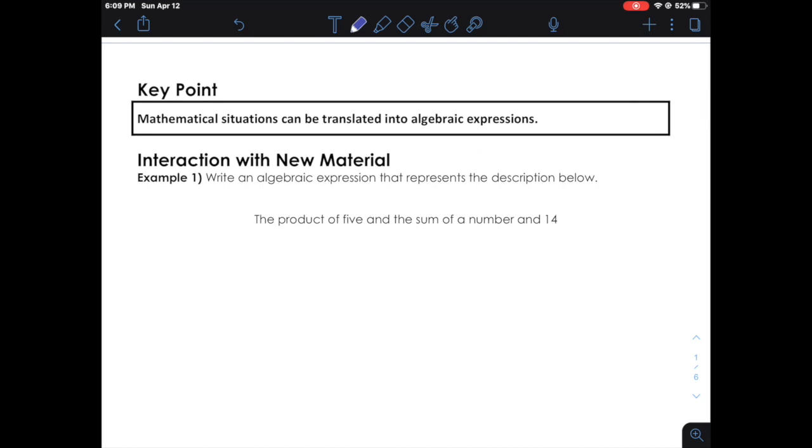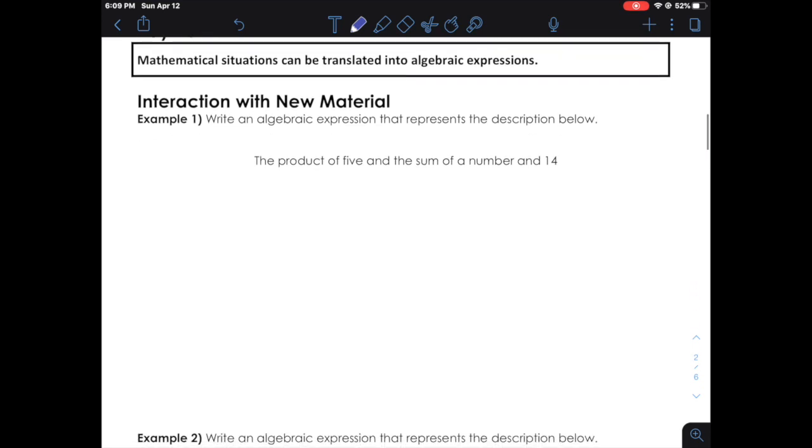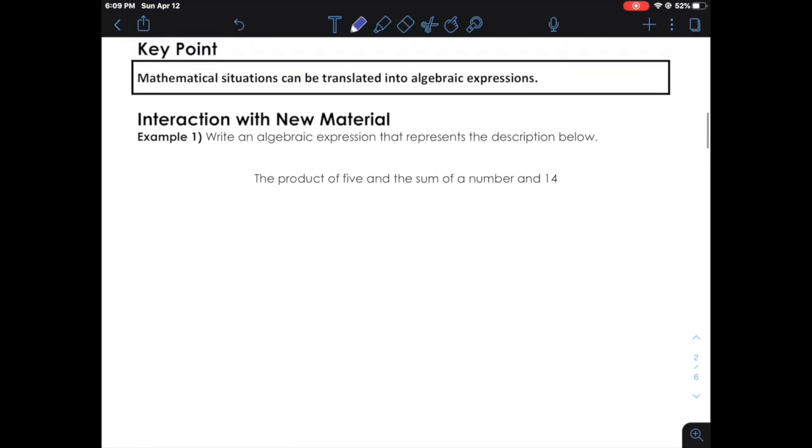All right, key point. Mathematical situations can be translated into algebraic expressions. So it's the same key point from the last lesson. We're just going to continue our work with it. So interaction with new material, example number 1. Write an algebraic expression that represents the description below. The product of 5 and the sum of a number and 14.